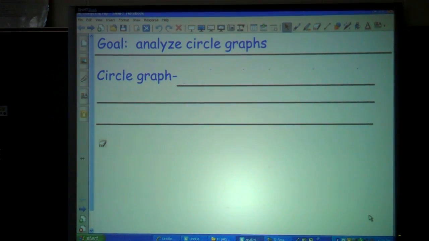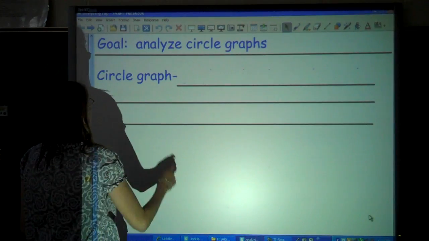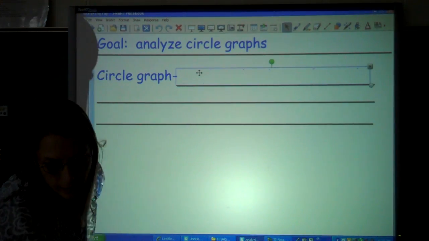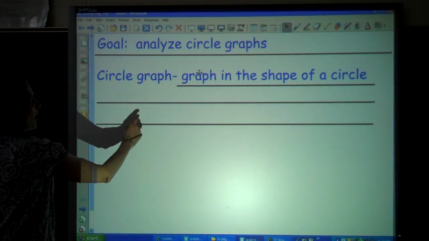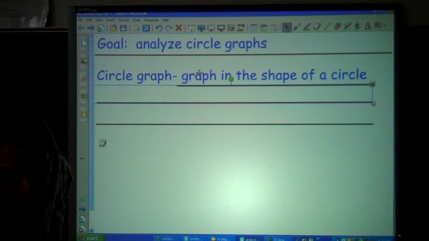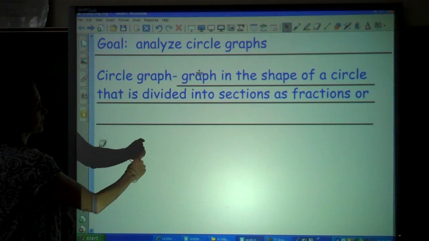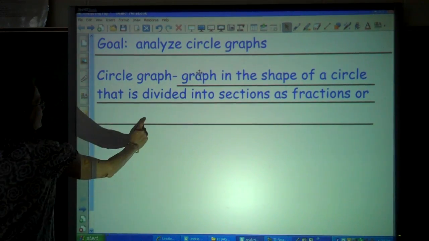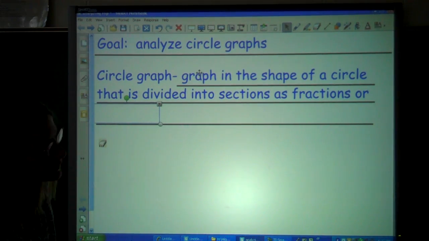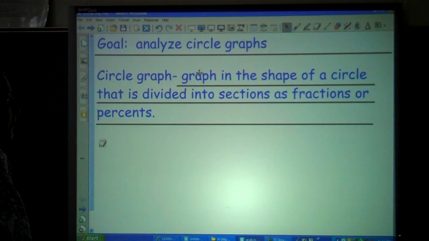Today we will be analyzing circle graphs. And a circle graph is a graph in the shape of a circle that is divided into sections as fractions or percents. So take a minute to copy down that definition. If you need to, pause the tape.